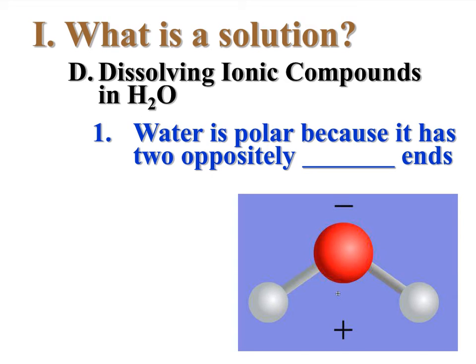So what is the solution? Dissolving ionic compounds in water. Water is polar because it has two oppositely charged ends. And it says the answer is charged, but really, remember, please, it's partially charged, right?